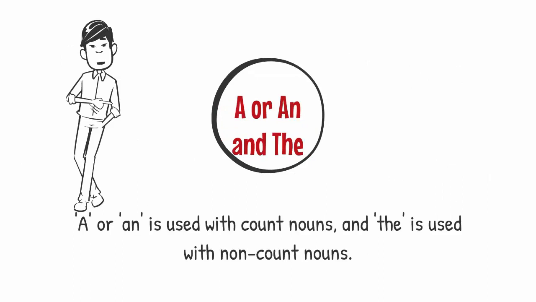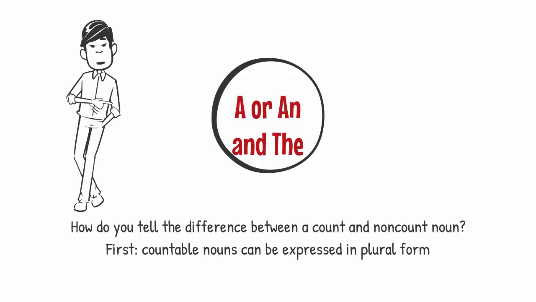A or an are used with count nouns. The is used with non-count nouns. How do we tell the difference between a count and a non-count noun? Well, countable nouns can be expressed in plural form.